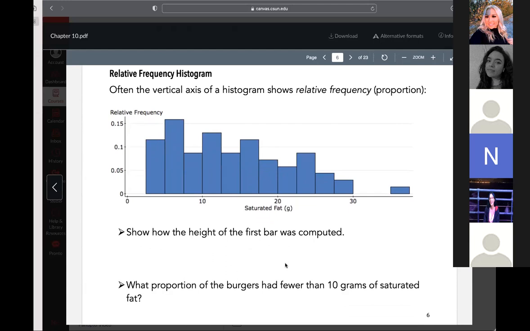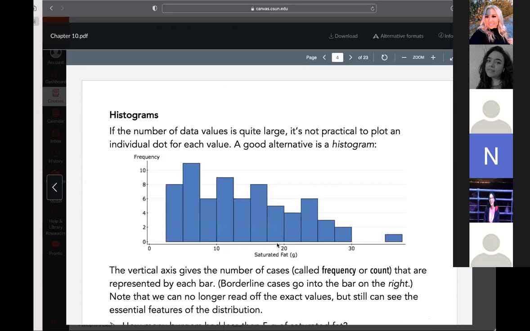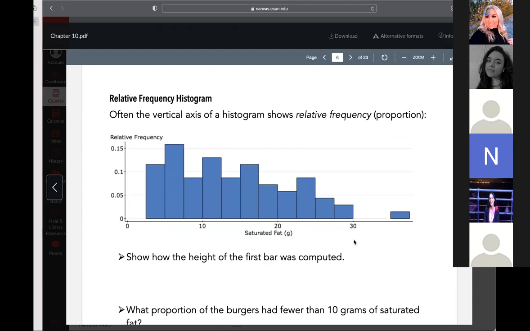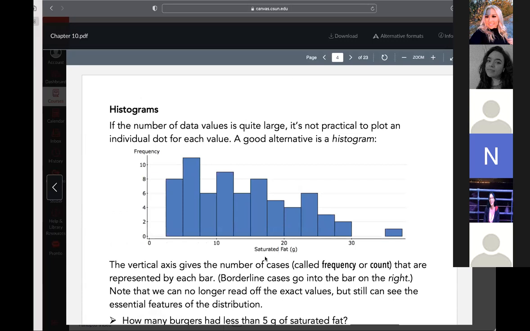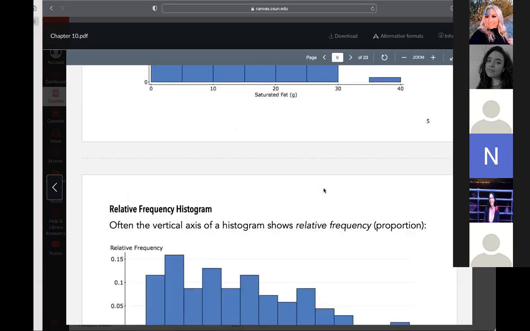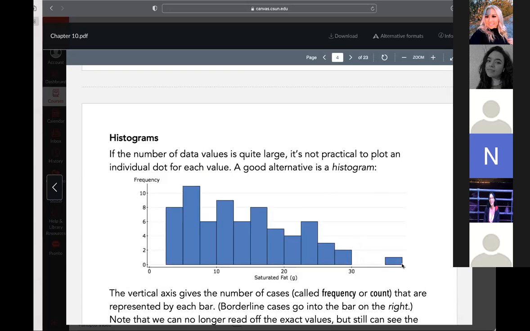So the first thing you should recognize is that a relative frequency histogram looks exactly the same as a histogram. If you compare this to the one that we have here, we see that they are exactly the same. The scale on the x-axis is exactly the same, 0, 10, 20, 30, saturated fat in grams. The columns are exactly the same, the gap, the outlier. What changes is the vertical scale.